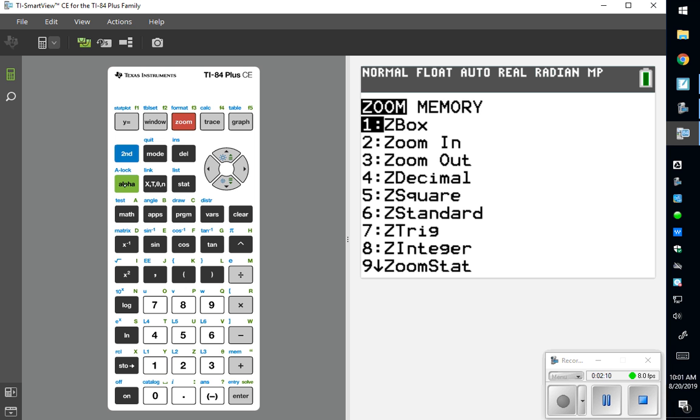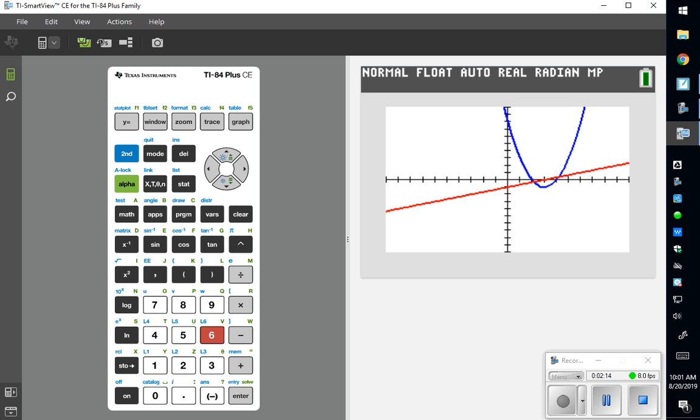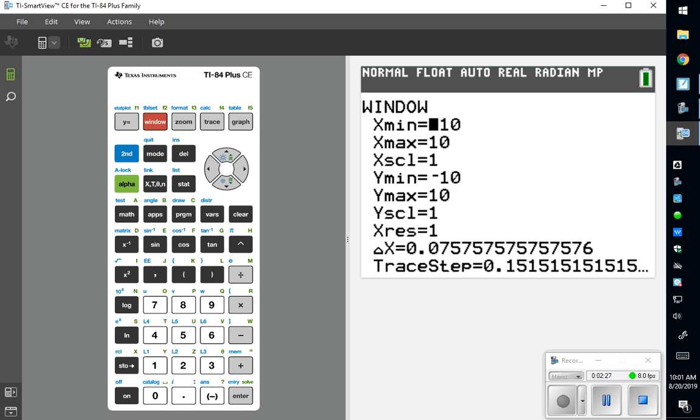We could start by pressing zoom and pressing standard. Zoom standard is zoom 6. And this is not a bad viewing window because we do see both graphs and we do see their intersection points. But if you wanted an even better window, you could fiddle with the numbers a little bit, and that's what I have done. So I'm going to change my window.